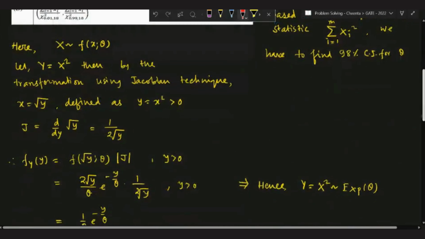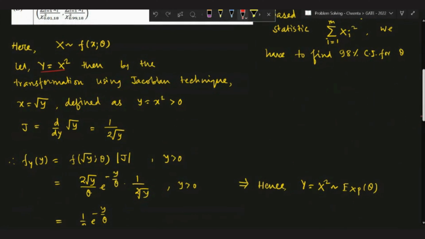So let us find the distribution of Y equal to X square. We will need this next. By the transformation technique using the Jacobian, we define Y equal to X square, and the Jacobian is the derivative of root y, that is the inverse function. Here we consider Y equal to X square. The inverse function would be X equal to root y. This is defined because y is greater than 0.